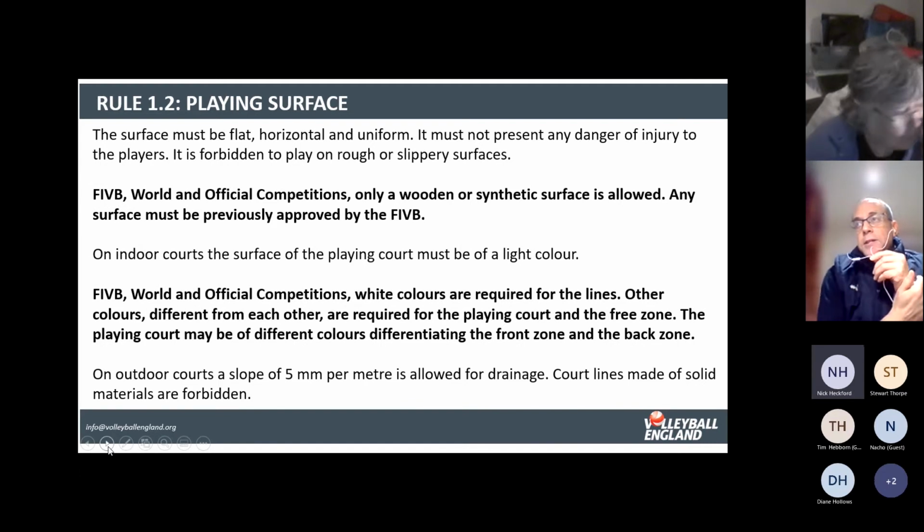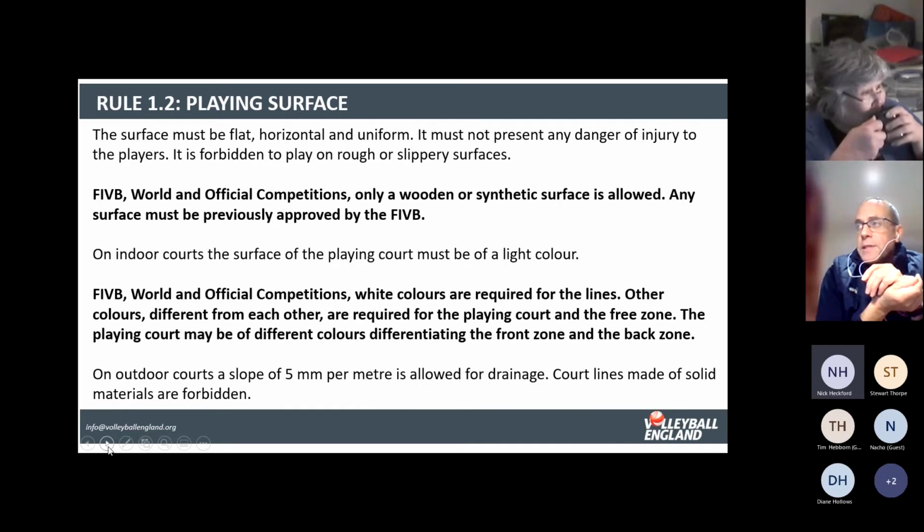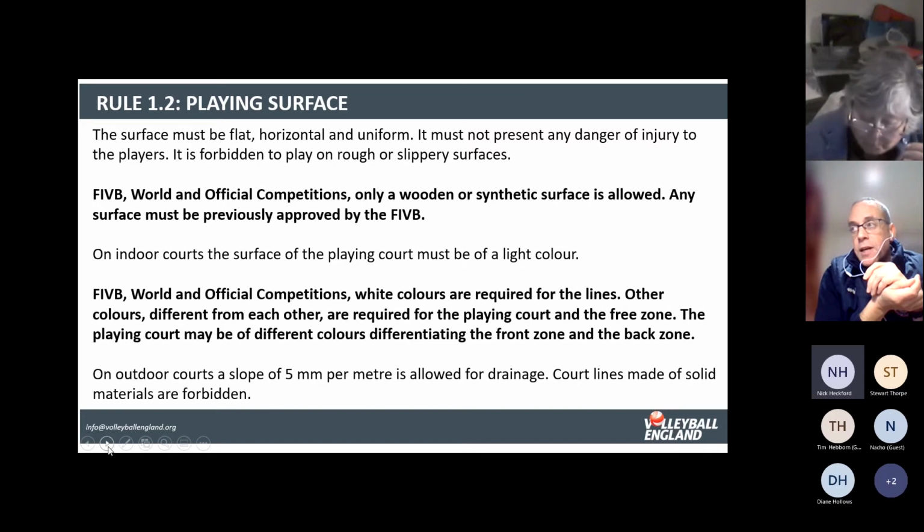So the playing surface itself should be flat, horizontal and uniform, and it shouldn't present any danger to the players. And it's forbidden to play on rough or slippery surfaces. Now, this is the one where you wander around the court before the start of the match, just checking to make sure that there's nothing sticking out of the floor, or there are no broken floorboards or whatever which need to be taped over, just to make sure that it is actually safe.